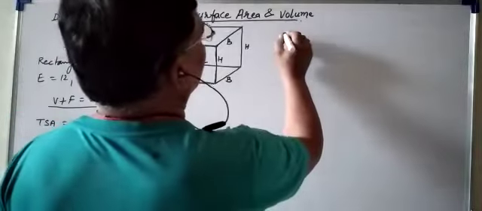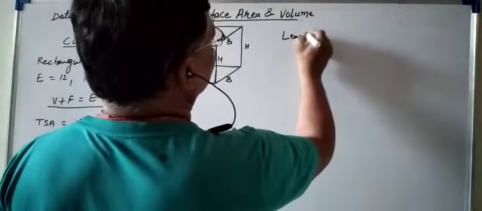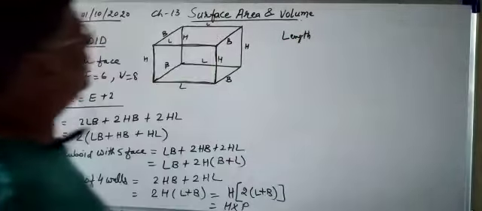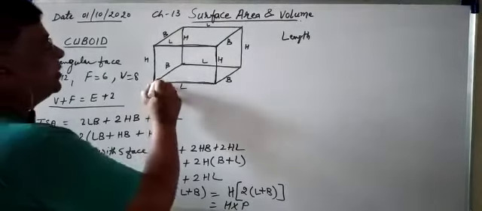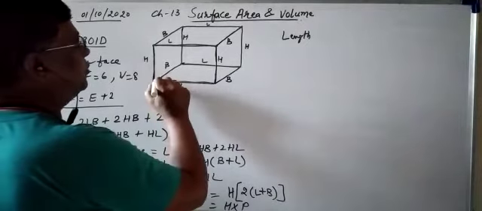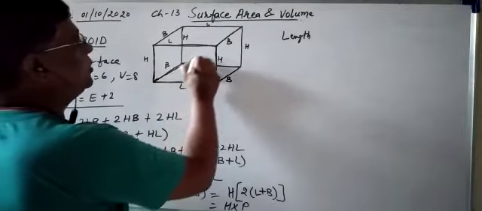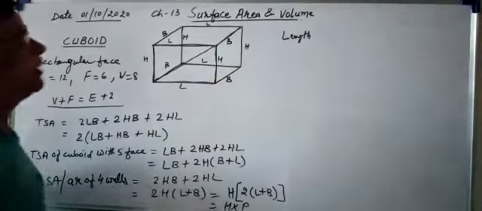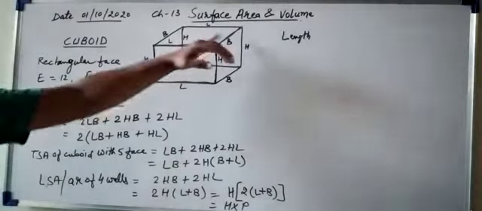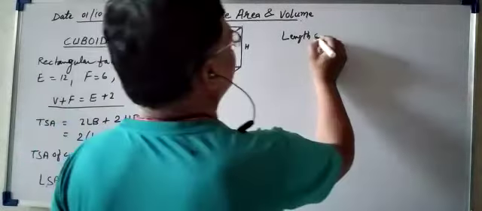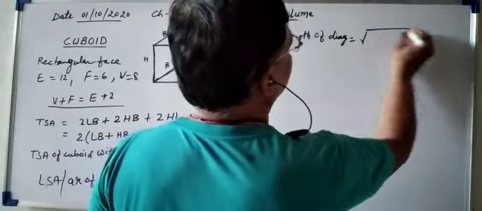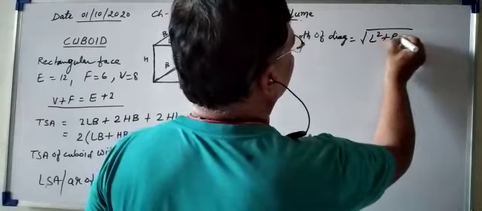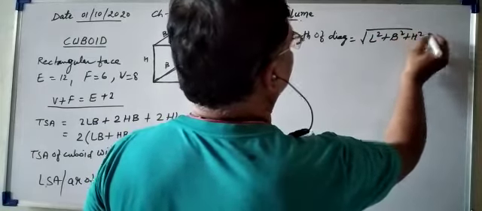Now the length of the diagonal. The length of the diagonal means the maximum long length of a rod that we can place in the cuboidal room. From this corner to this corner we can place it, and this is called the diagonal. So the length of the diagonal is root of L square plus B square plus H square.